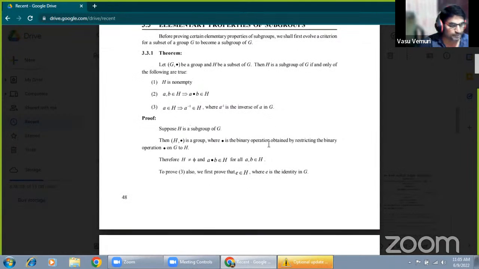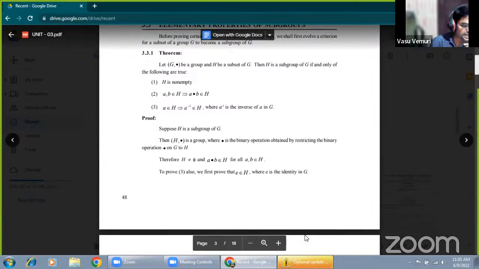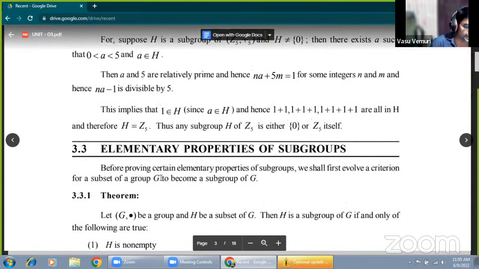What are the elementary properties of subgroups? Now this is one of the necessary and sufficient conditions of a subgroup. Please see it very carefully. Just see and verify here.